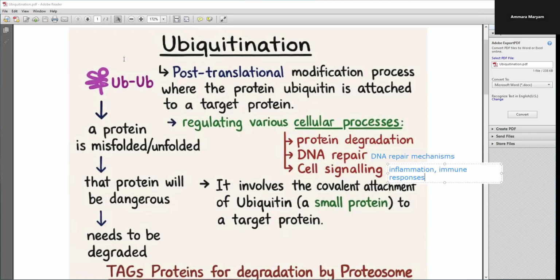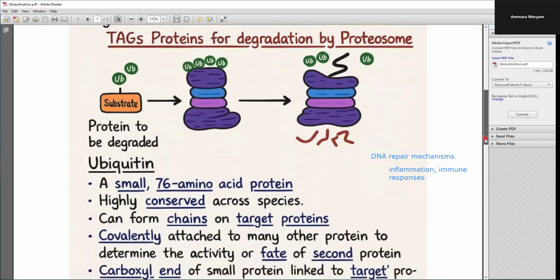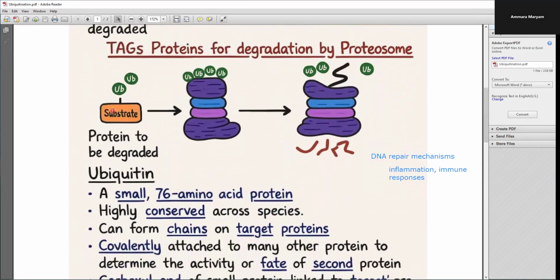Now ubiquitination involves the covalent attachment of ubiquitin to a target protein. Let's say this substrate is basically the target protein, the protein which we want to degrade, that needs to be degraded. So here we will call this target protein a substrate. Now this substrate will be tagged by ubiquitin. Ubiquitin is a small protein. So this is the ubiquitination tag.